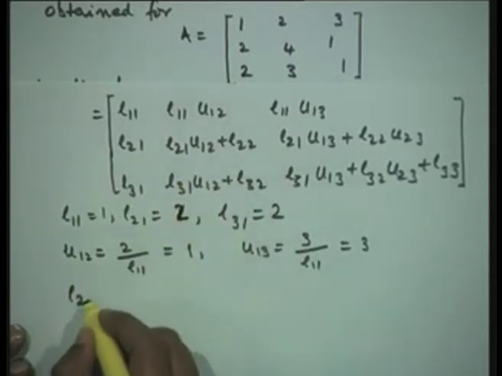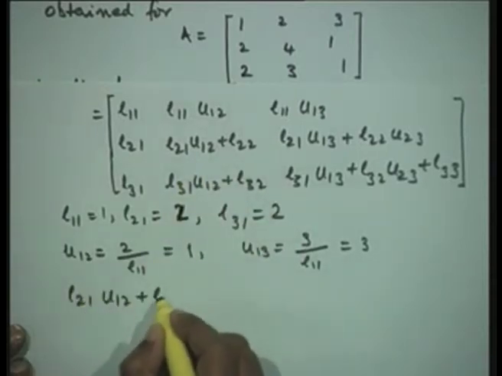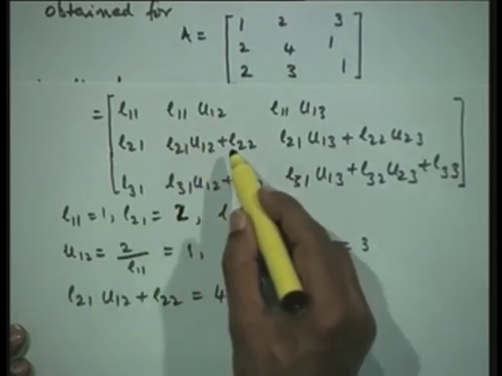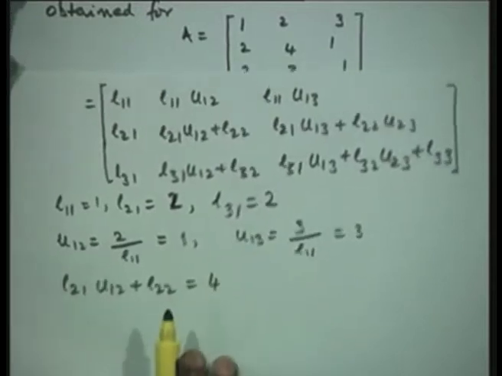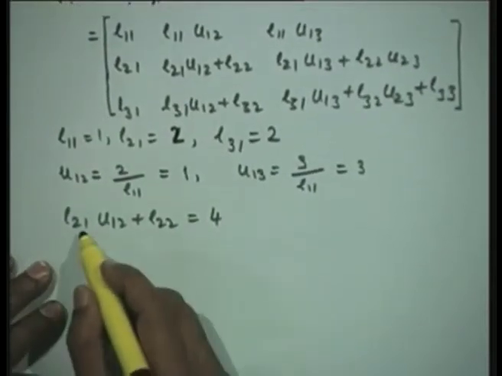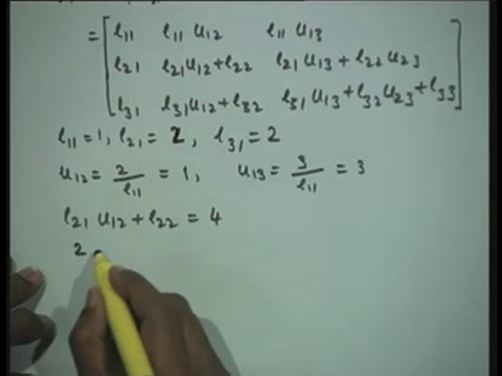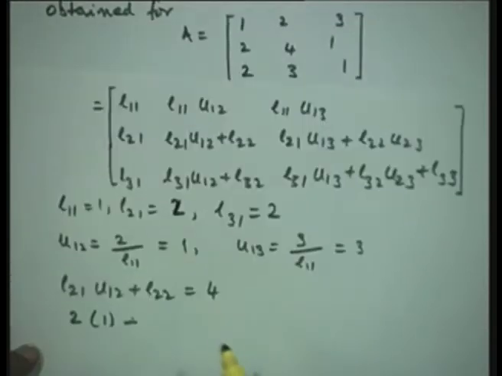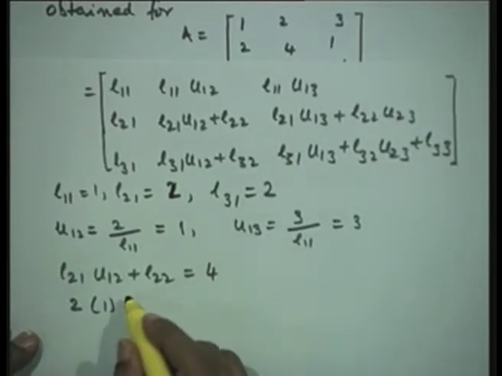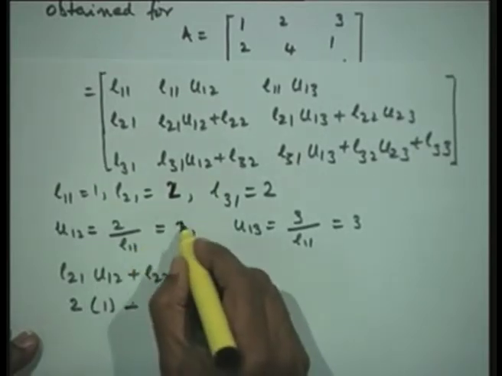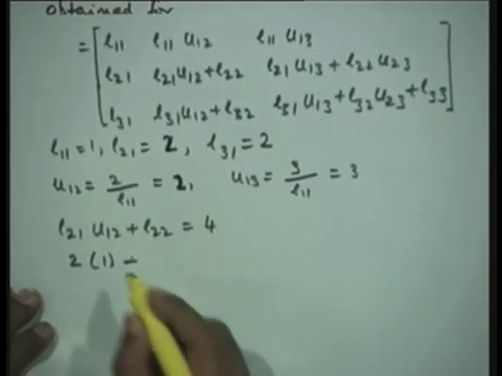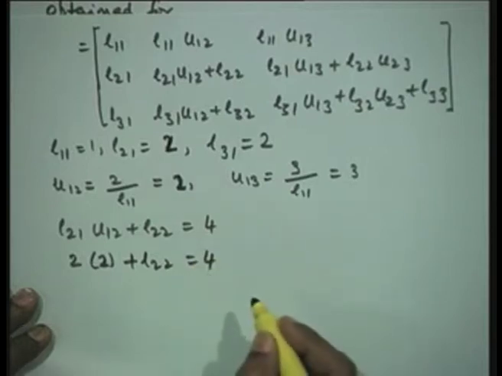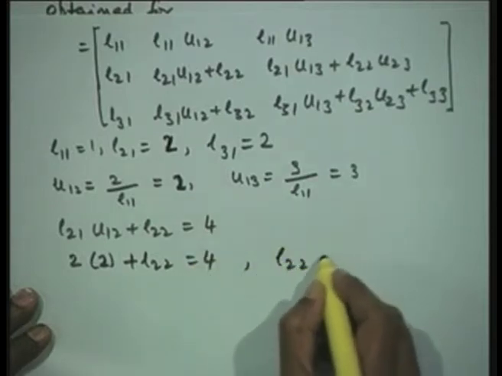Now, we go to L21 U12 plus L22, which is 4. This element L21 U12 plus L22 is 4. So, let us substitute for L21, that is 2, U12 is 2, sorry, yes, you are right. So, this is 4 plus L22 is equal to 4. Therefore, I get L22 is 0.